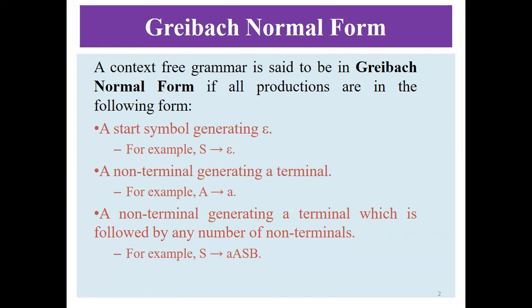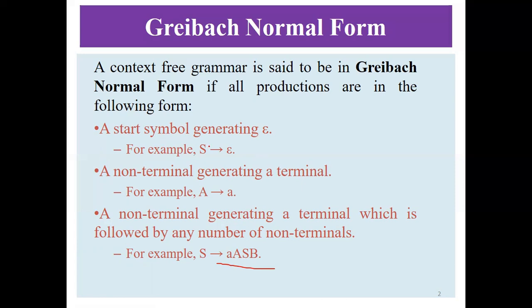The start symbol may contain epsilon, so we write S tends to epsilon. A non-terminal generates a single terminal, and the other rule is that a non-terminal generates a single terminal followed by any number of non-terminals. So these are the three rules we have to follow while converting CFG to GNF, that means context-free grammar to Greibach normal form.